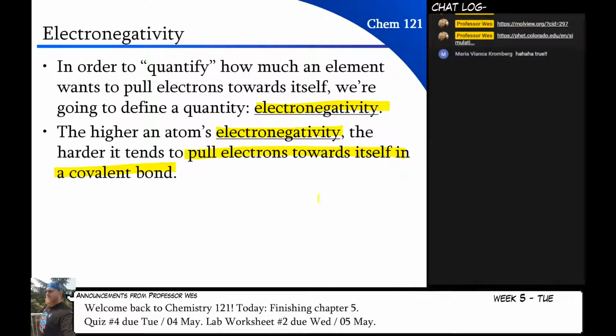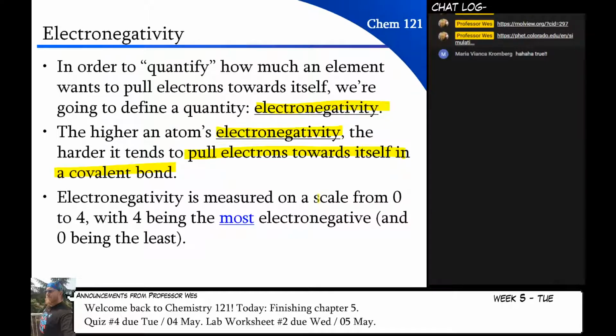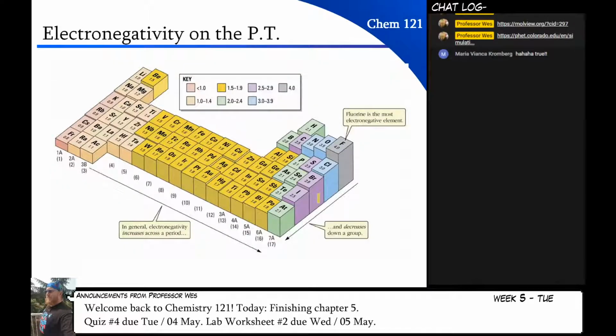I appreciate it. Now, how do we assign electronegativity? We're going to give it a number between 0 and 4. 4 is the most electronegative, and 0 is the least, although no atom actually has 0. And that chart you can see right here.